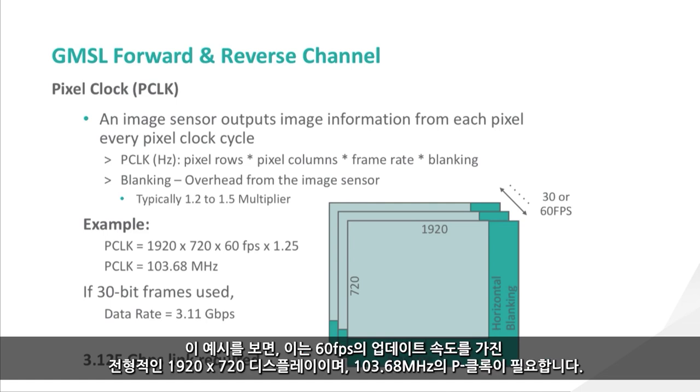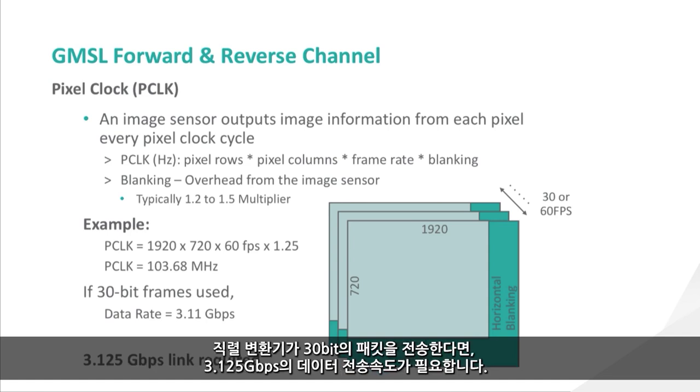In the example given, a typical 1920 by 720 display with 60 frames per second update rate needs a P clock of 103.68 MHz. If the serializer sends 30-bit packets, this requires a 3.125 gigabit per second data rate.